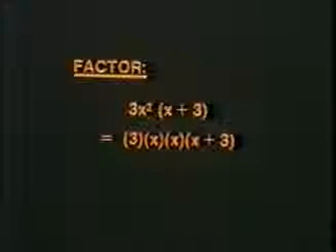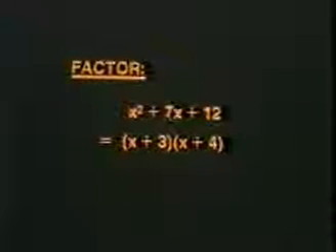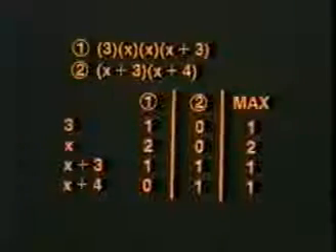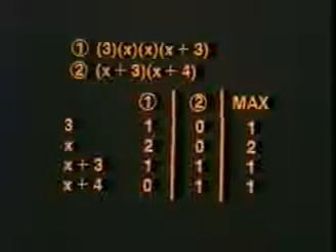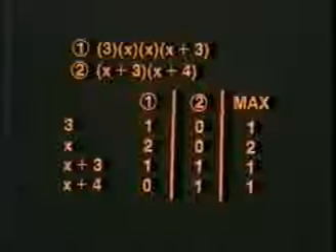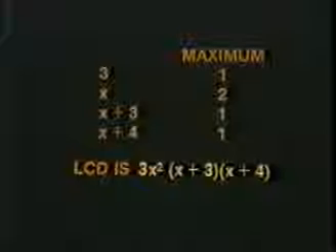and x plus 3. The second expression is a trinomial. I factor it in the usual way and come up with x plus 3 and x plus 4. I line up all my different factors and count the maximum occurrences of each in any one expression. I take all my maximums and line them up, and then put them together and multiply, and that's my LCD.